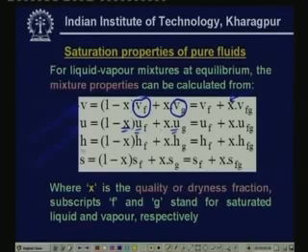Similarly, the enthalpy and entropy of the two phase mixture can be expressed in terms of the saturated properties and the quality. That means if you want to find the mixture properties, you need to know the saturated properties first, and you also need to know the dryness fraction or quality. And you probably remember that the quality or dryness fraction is defined as the mass of the vapor in the mixture divided by the total mass of the mixture. So that is the definition of dryness fraction.